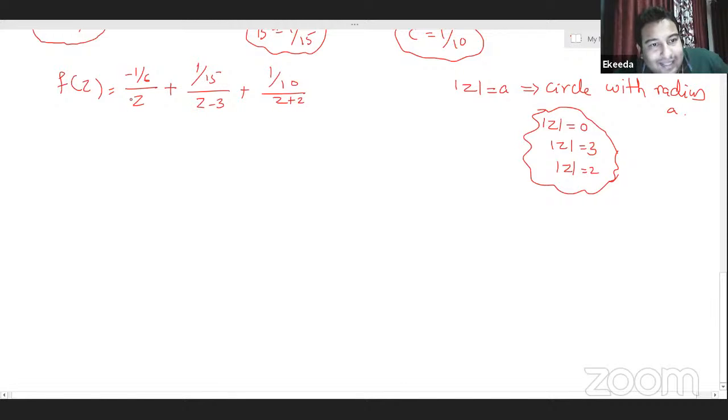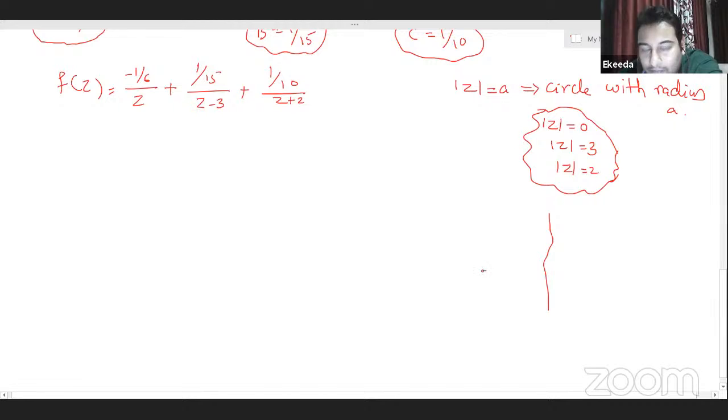See here, this is z. That means z equal to 0. So we always take mod z equal to 0. This is z minus 3 equal to 0. That means z equal to 3, that means mod z equal to 3. And finally, z plus 2, that is z equal to minus 2. But we take mod, therefore it will be a positive value.